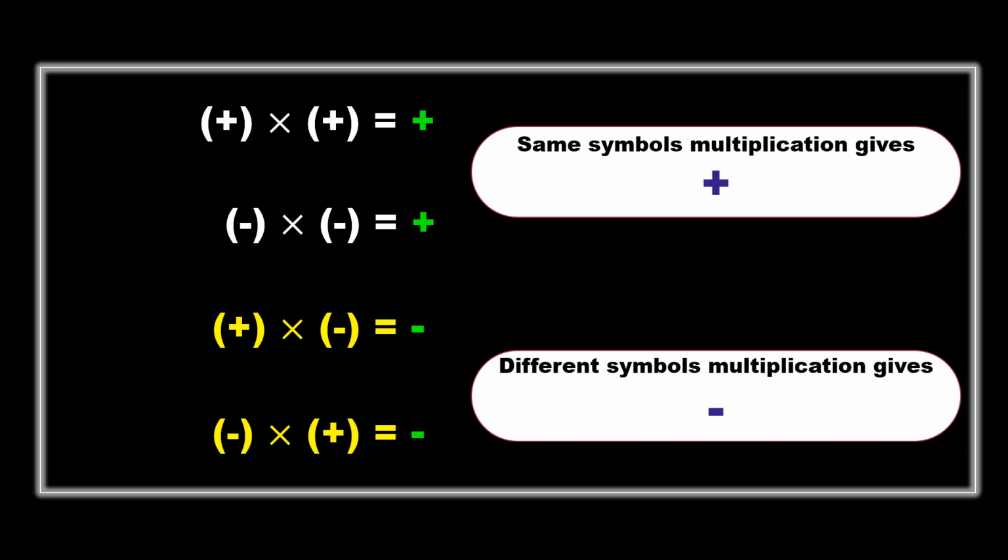Let me recall all these three rules again. First rule is same symbols you should do addition and put same symbol. Next rule is different symbols, subtraction, put big number symbol. Okay, now our third rule is whenever there are two symbols with brackets in between them, you should follow this: same symbols multiplication gives plus, different symbols multiplication gives minus.